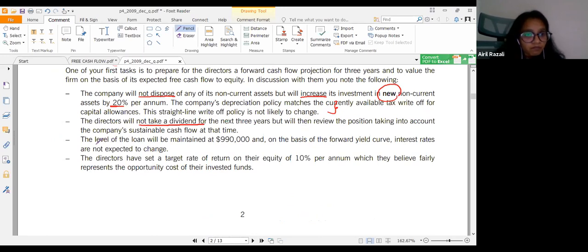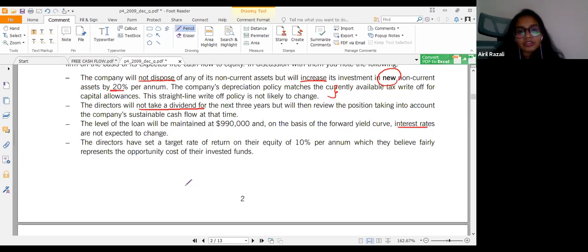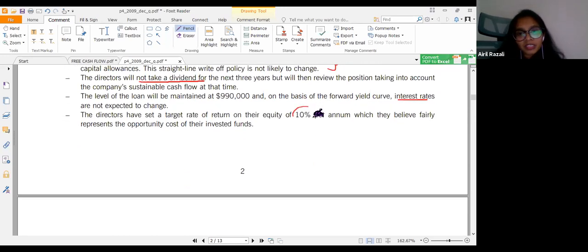The level of loan is maintained on the basis of the forward yield curve. Interest rate is not expected to change. So the one that is relevant to you is interest rate, and it is not going to change for the next 3 years. Your target return on equity is 10% per annum, and the directors believe that this is a fair amount.